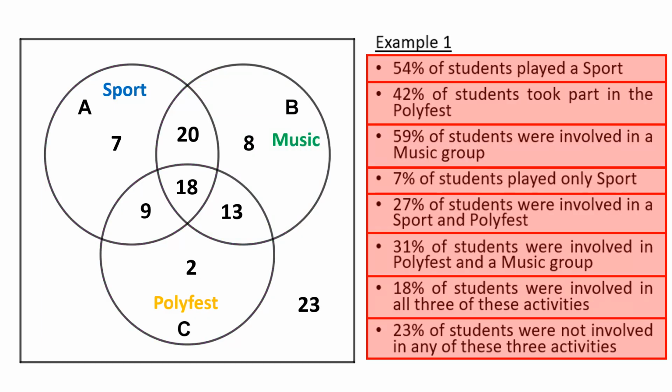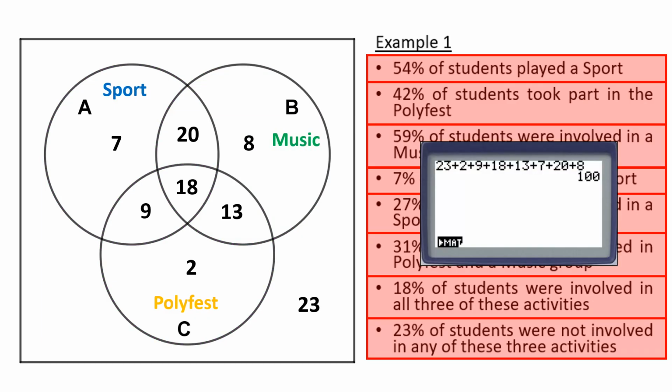Right, well, we finally got there. We changed all this information into a Venn diagram. A good thing to do is to add up all the numbers and make sure they add up to our total, which in this example is 100%, which they do.